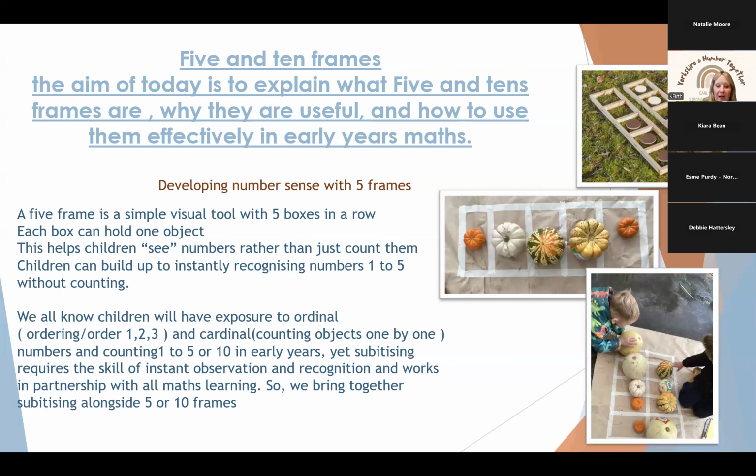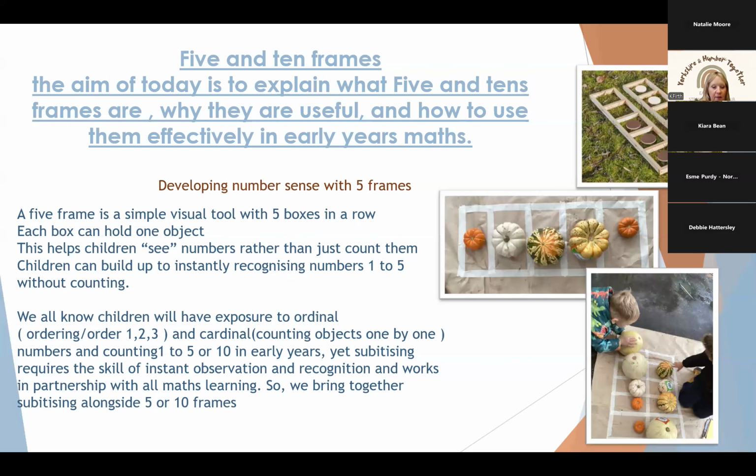And the cardinal, the counting objects one by one, which some children find a comfort and security to count one by one. So 1 to 5, 1 to 10, depending where your child is at. One is enough initially. 1 to 3, or just one is fine. 1 to 5, your older children, you may find that, yeah, they're great. They're ready for 10 frames. And there you go. You know the challenge and where to take it. It requires the skill of instant observation, does subitising, and recognition, and works in partnership again with all maths learning. Like I said, everything comes together.